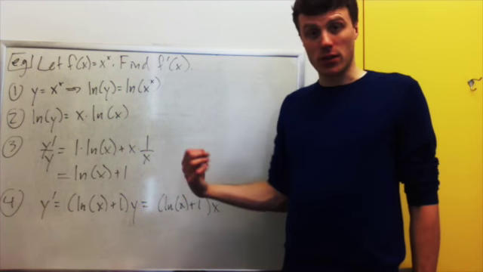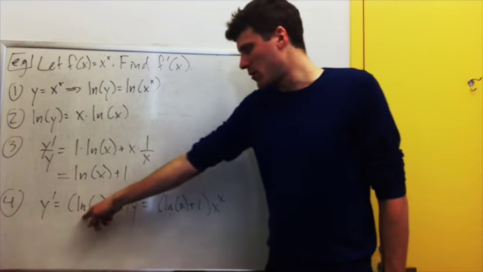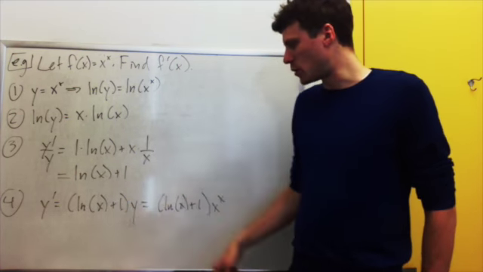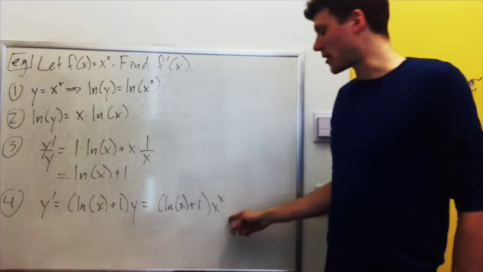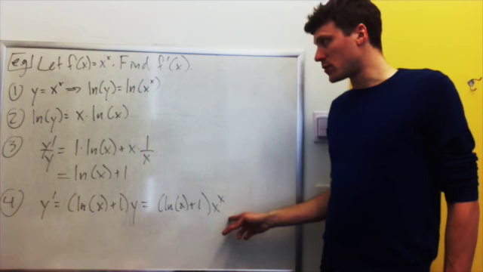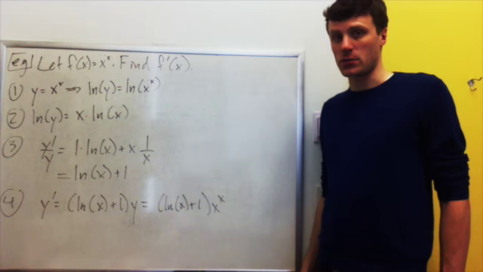So then I solve for y prime. Step 4. Multiply both sides by y to get y prime as log of x plus 1 quantity times y. And then I replace y with what it's equal to, which is x to the x. So my final answer for f prime is log of x plus 1 quantity times x to the x power.